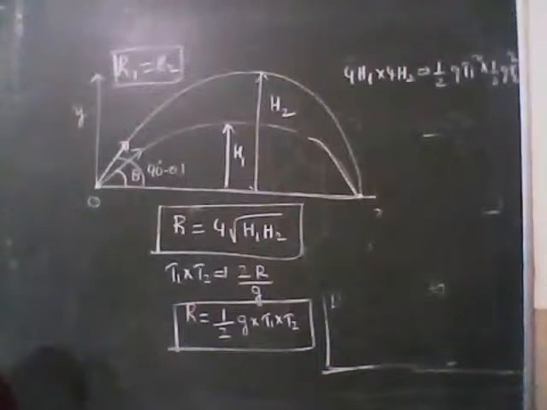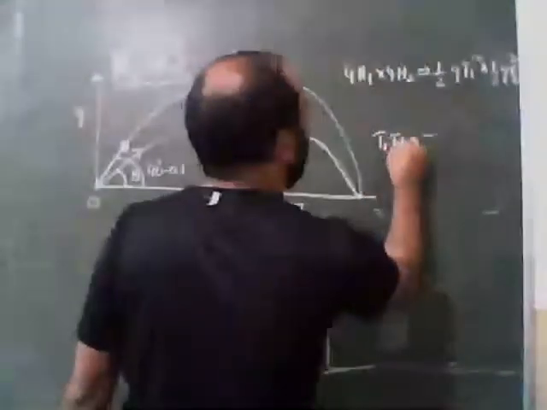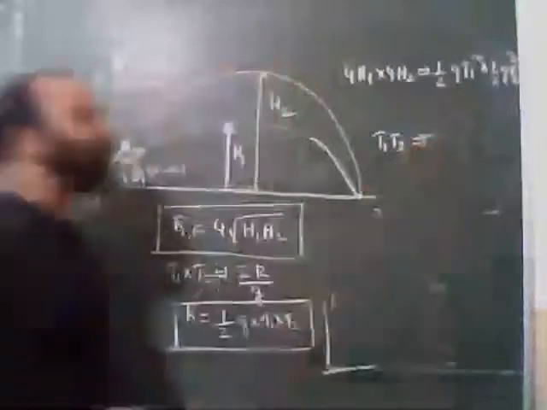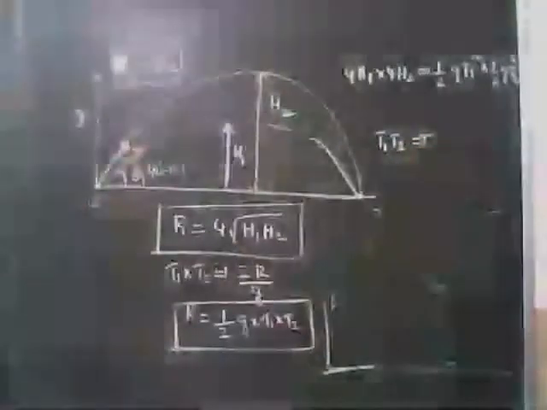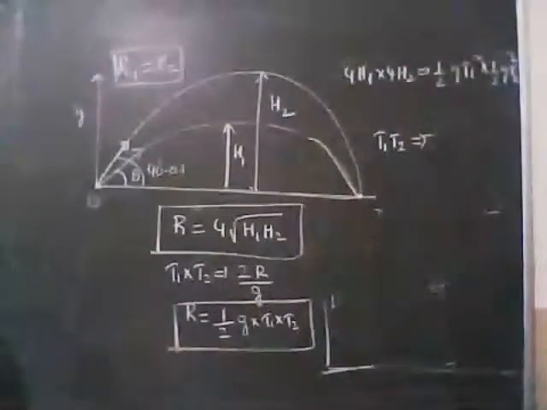If you do squaring on both sides, what do we get? 64 h1 into h2. We can write the product of t1 and t2 if they ask. The product of t1 and t2: 4h1 into 4h2 is equal to half g t1 square into half g t2 square. So 64 h1 h2 we can write as g square t1 square into t2 square.